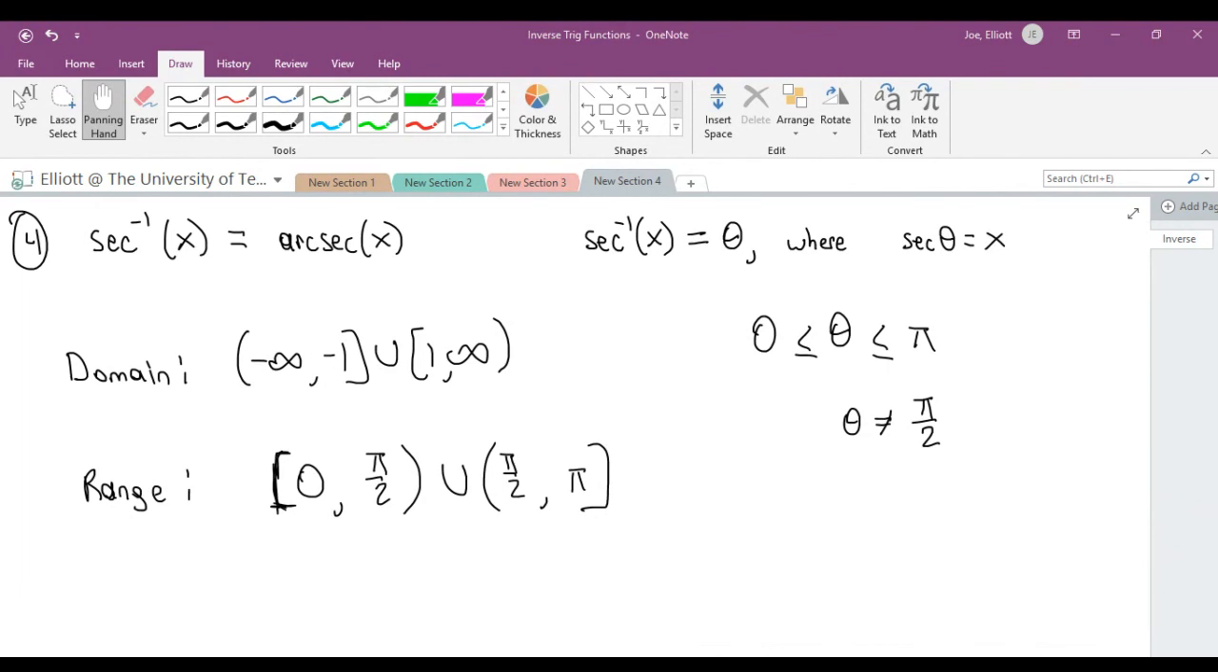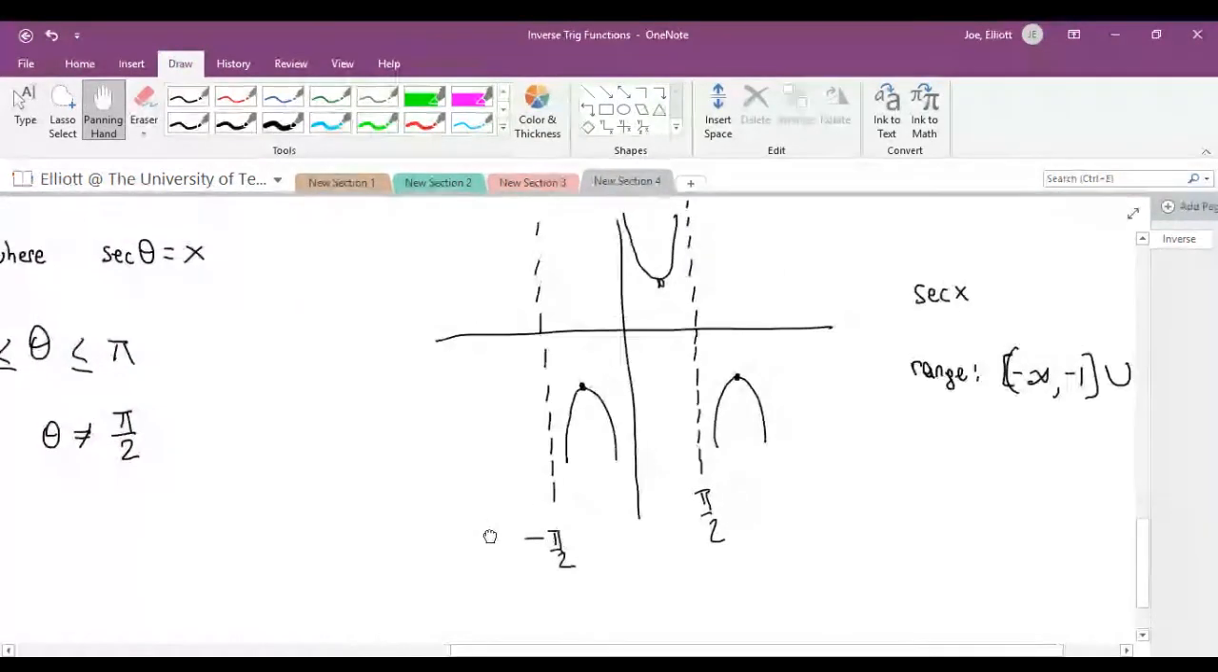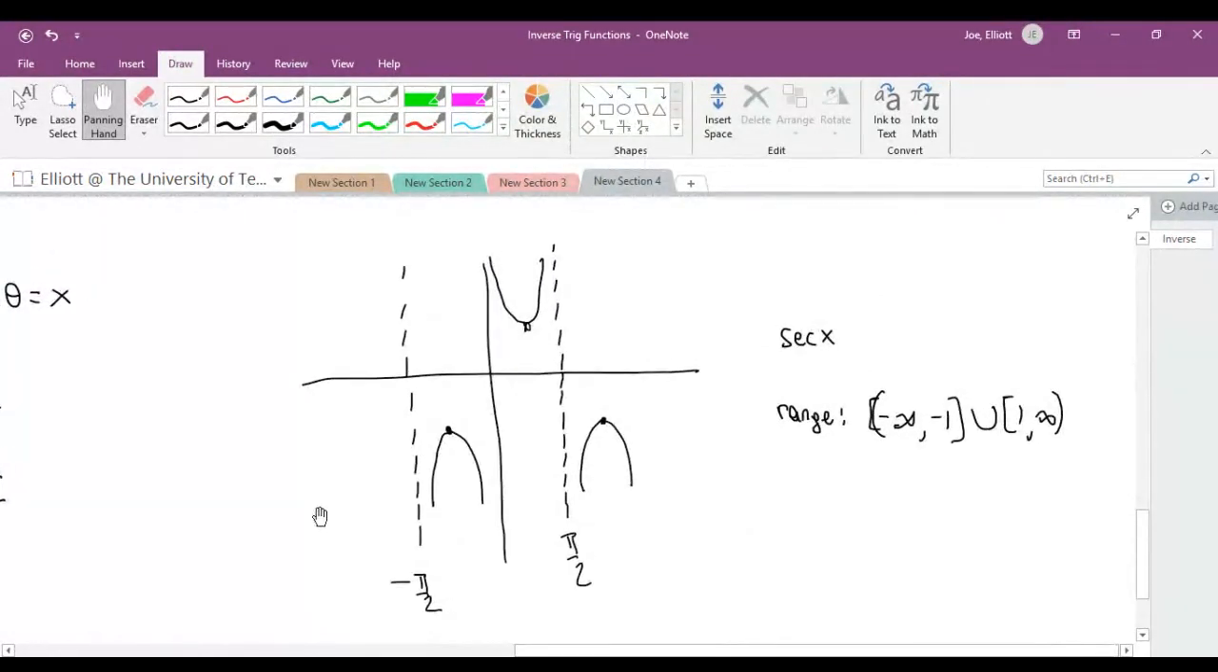So secant itself, right, not the inverse function, has a domain of all real numbers, excluding all the places where it has its vertical asymptotes. So let's talk about that. I drew the picture of secant earlier, so let's go back to that picture real quick. The domain of secant is all real numbers except for all the places where it's going to have these vertical asymptotes, okay?